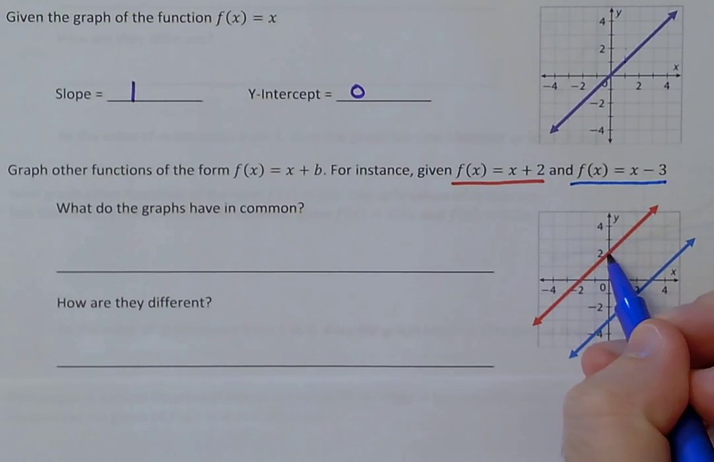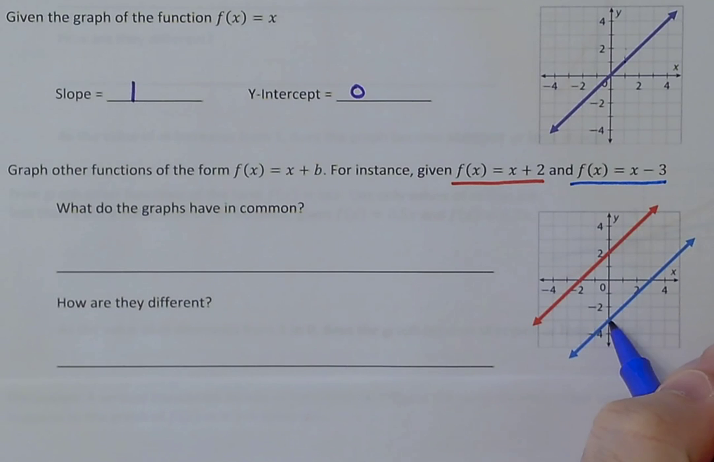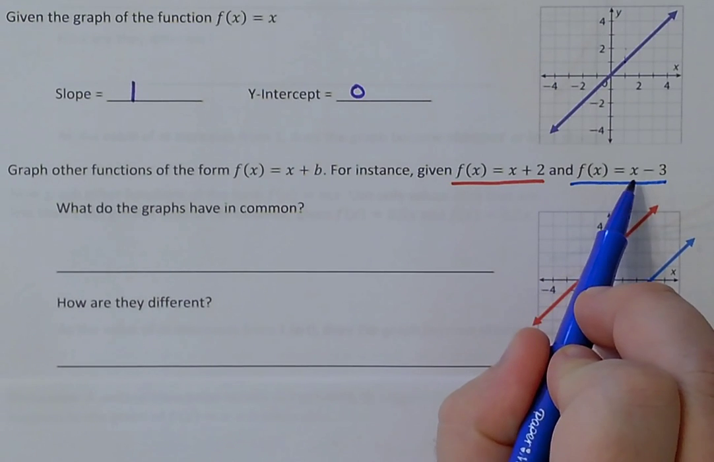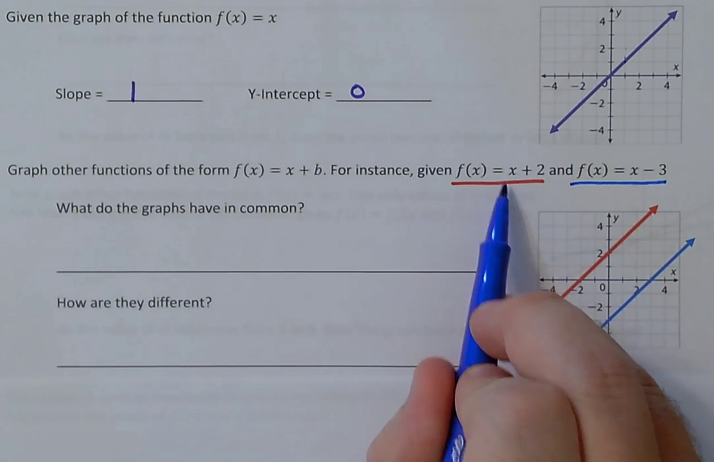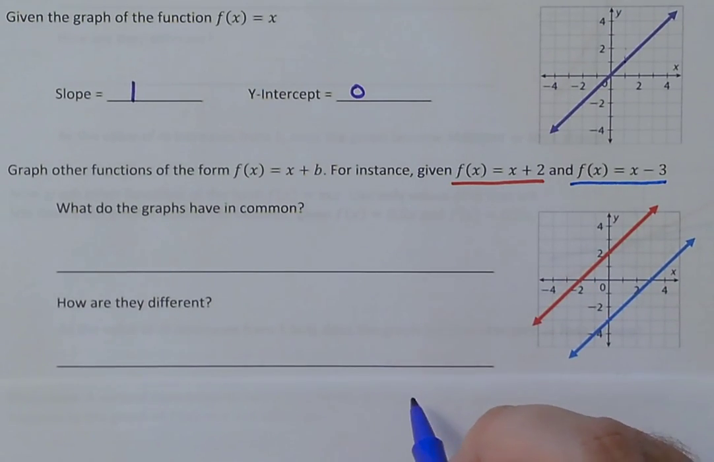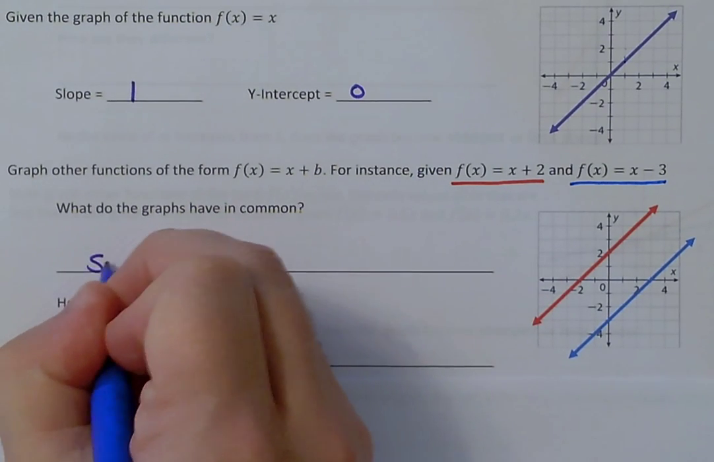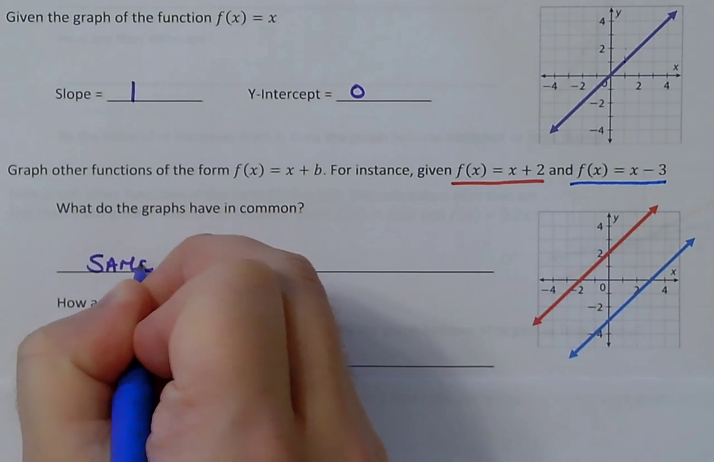The next thing, do they have the same slope? Okay, this one goes up 1, right 1, as does the blue line. It goes up 1, right 1. And if we look at both their equations, the slope on both of these lines should be 1 because there's no number in front of x. So what they have in common is they have the same slope.